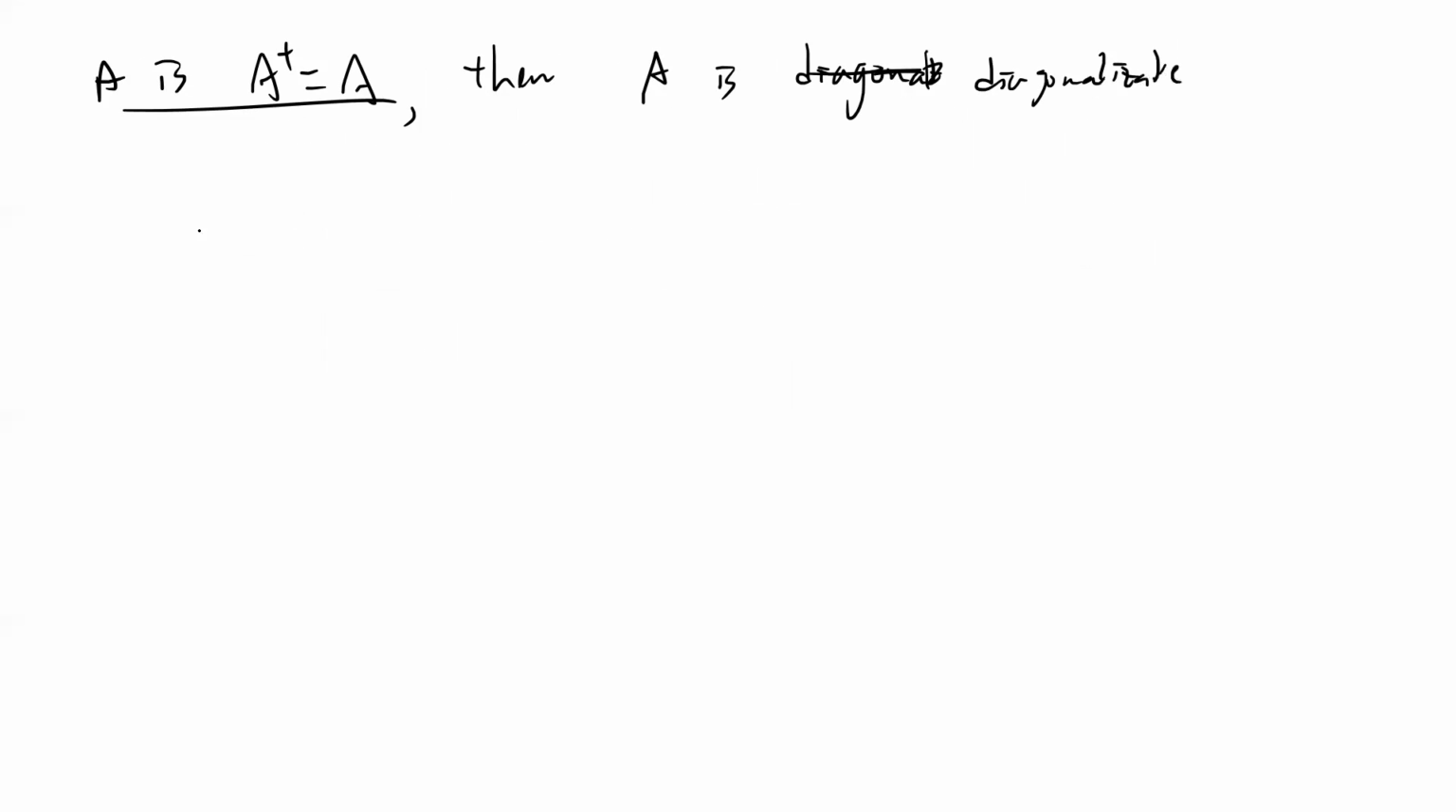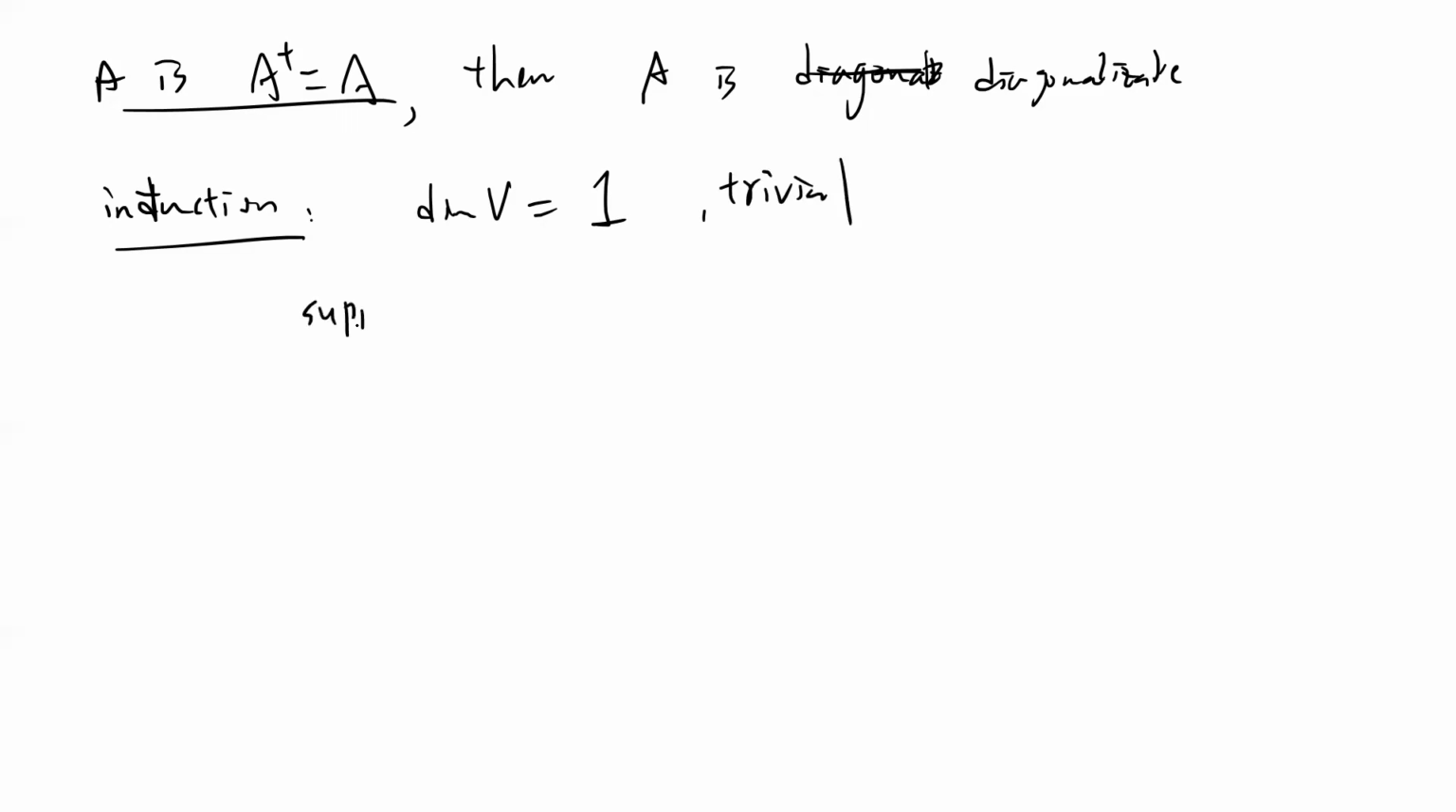Okay, so the proof goes by induction on the dimension of V. If the dimension of V is one, then it is trivial. Let's suppose that the statement for dimension n minus one is correct. Basically, I want to show that it holds for dimension n.